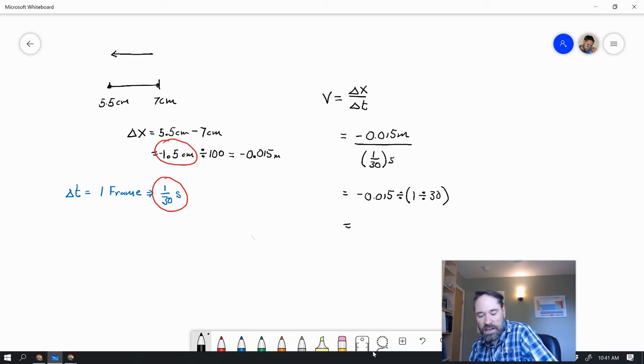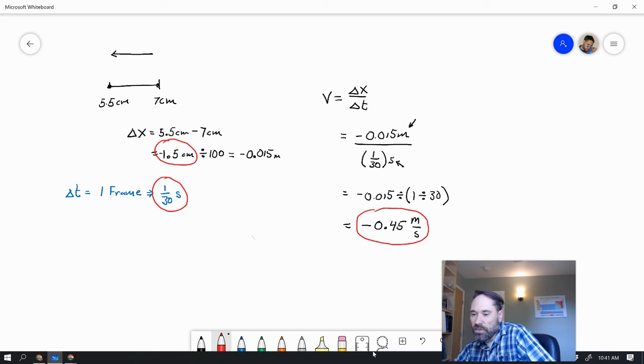So I've got a negative 0.015 divided by parenthesis 1 divided by 30 end parenthesis. And what I walk away with here is a velocity of negative 0.45. And it's meters on top and seconds on the bottom here, so it's going to be meters per second. And that is my final answer as to how fast this is moving, right?